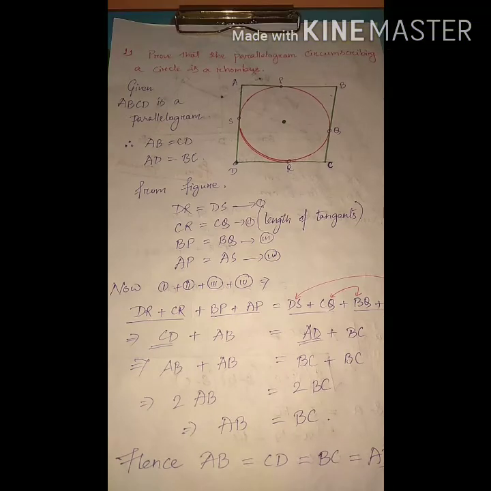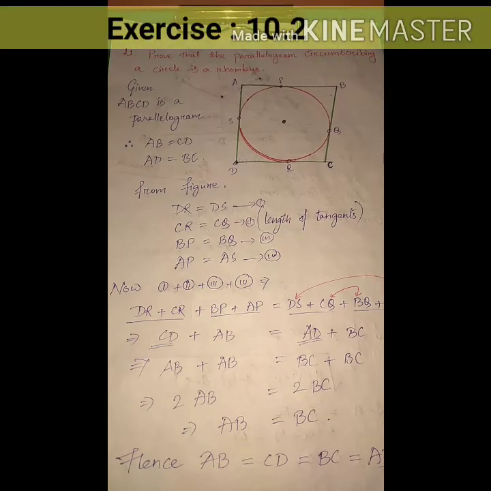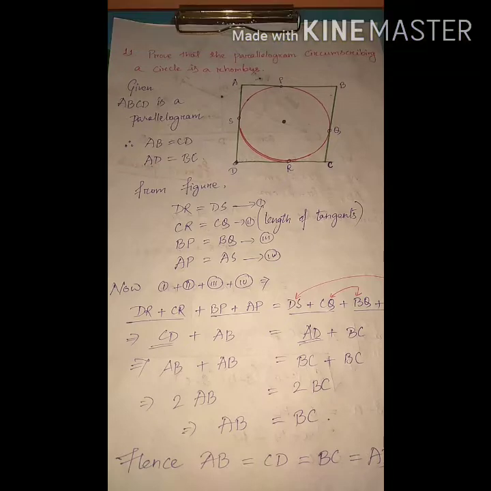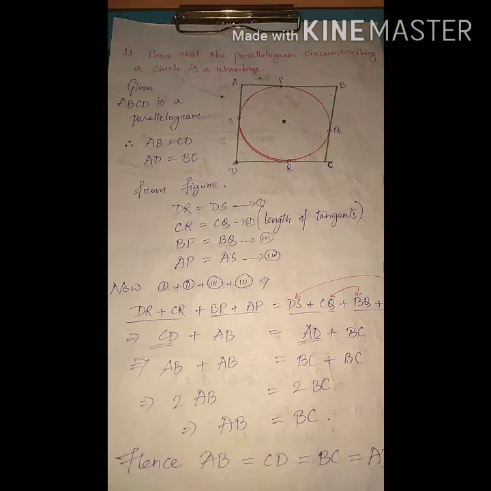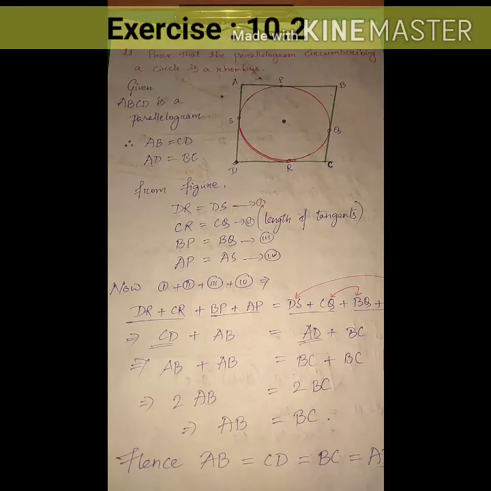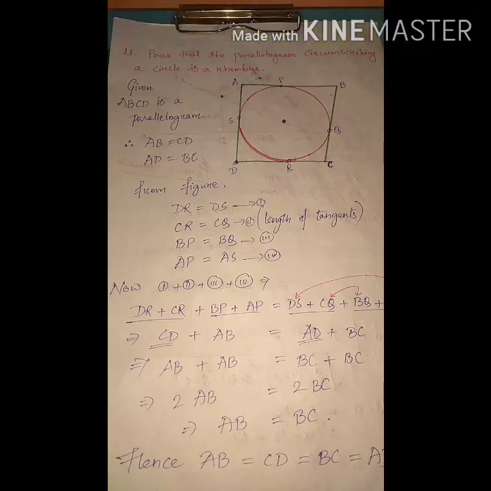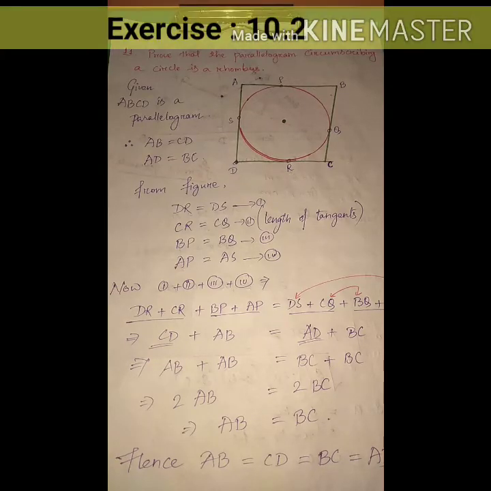So now the next one is question number 11, from exercise 10.2. In question number 11, the question is given in this way: prove that the parallelogram circumscribing a circle is a rhombus. So now, what is the meaning of this?